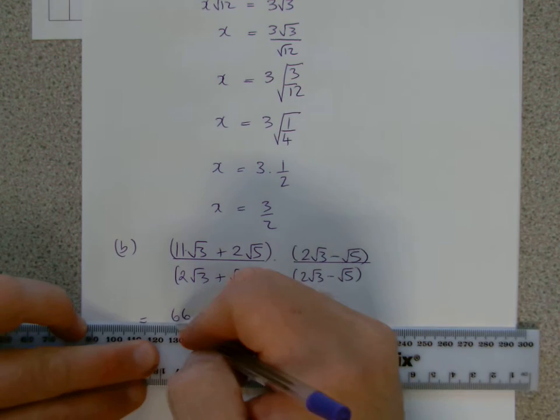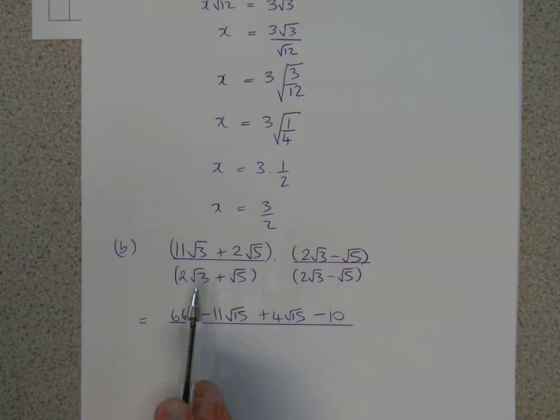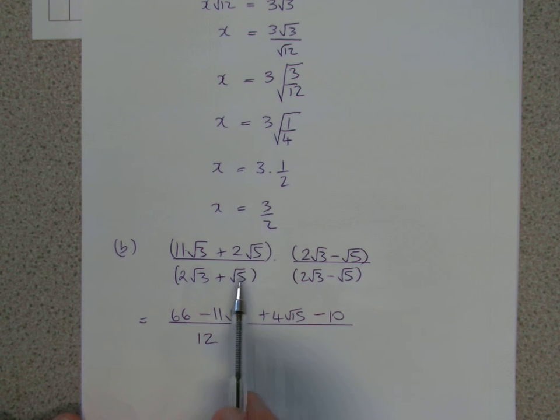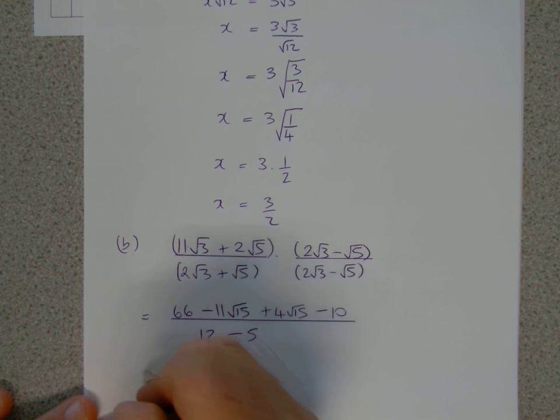All over then. Well, all we've got to do is the firsts and the lasts, yeah? Because the outers and inners will cancel out as a consequence of this. 2 root 3 times 2 root 3. Well, 2 times 2 is 4, and root 3 times root 3 is 3, so 4 times 3 is 12. Outers and inners cancel out, and then last, root 5 times root 5 is 5, and we're going to take away 5.